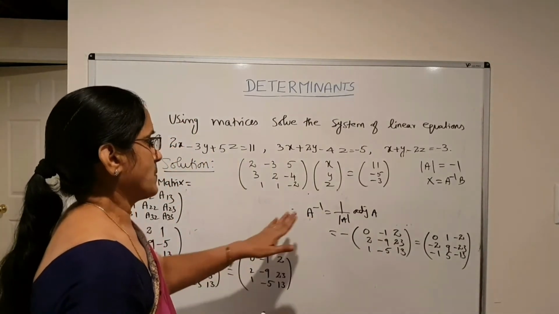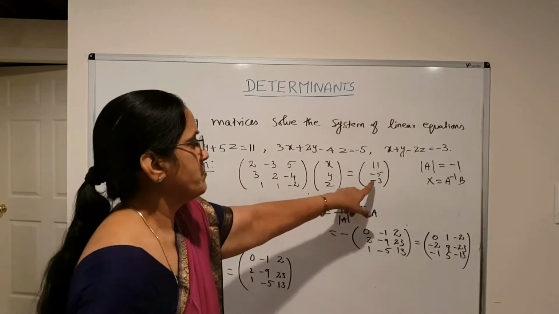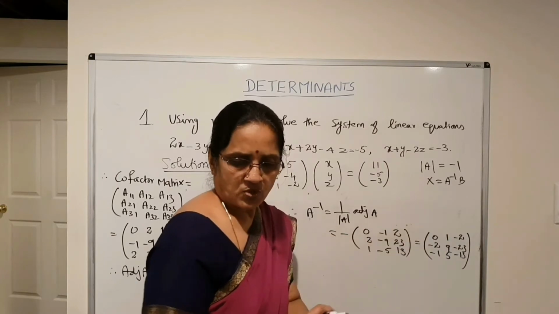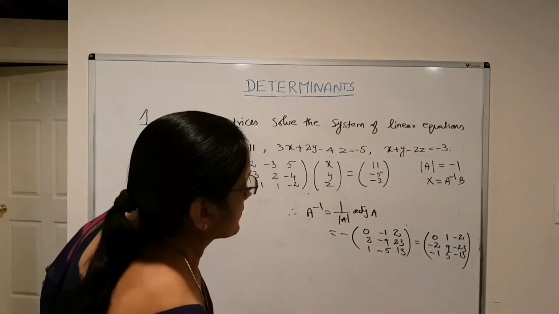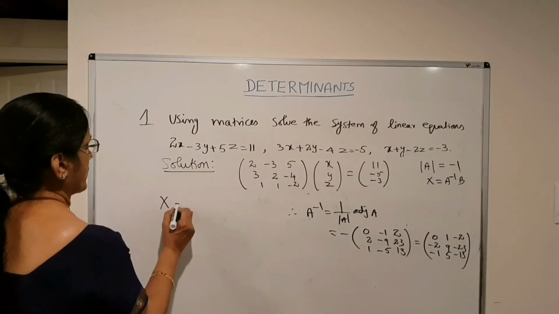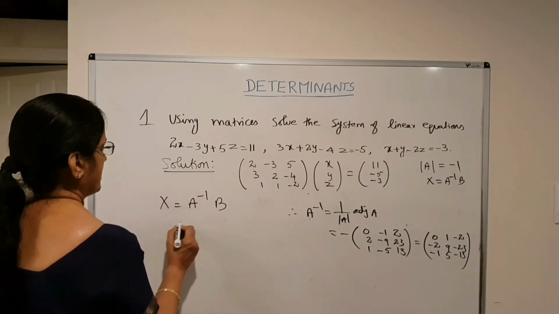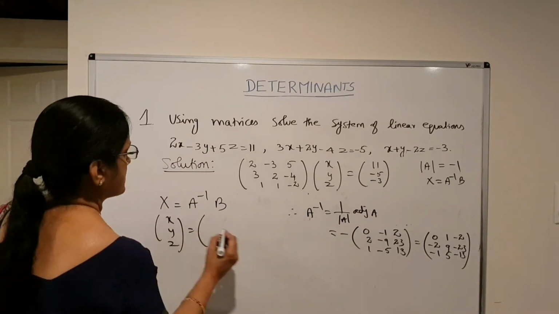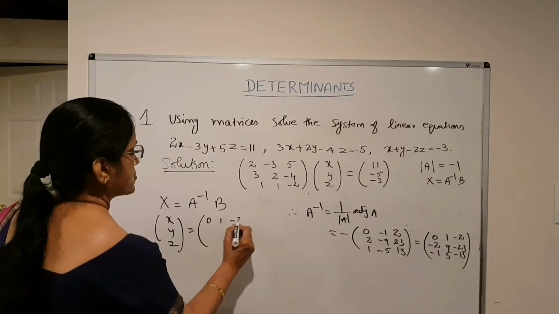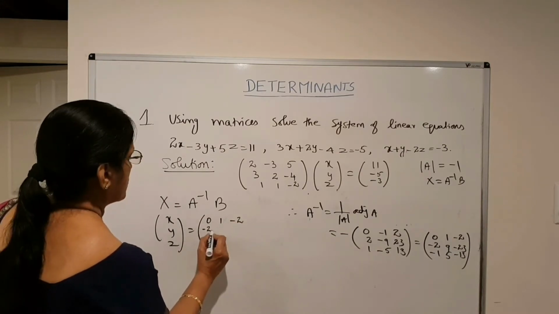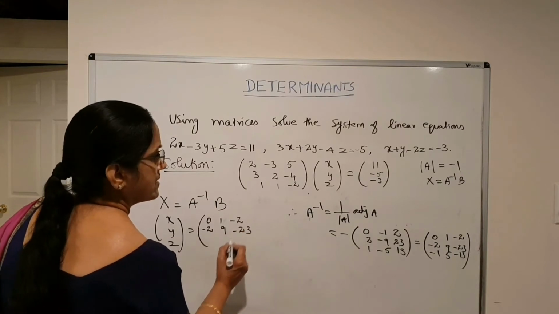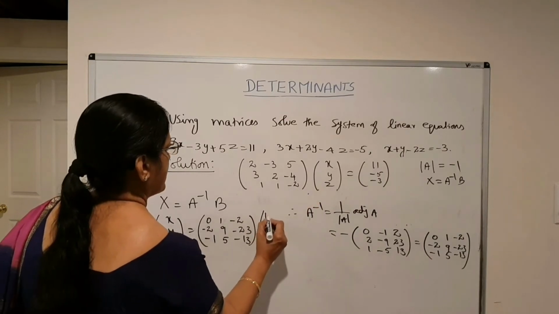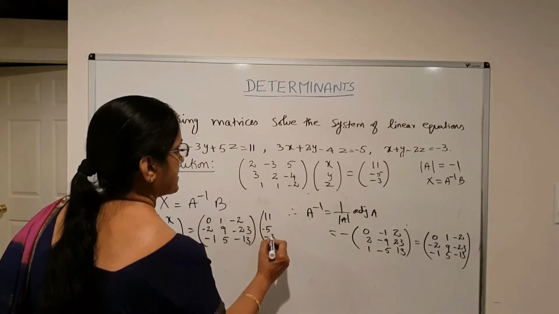Now my aim is to substitute this A inverse and this B in this place to get the value for X, Y, Z. So let me do that part now. Therefore, we know that X is equal to A inverse into B. That is X, Y, Z equal to, what is A inverse? 0, 1, minus 2, minus 2, 9, minus 23, minus 1, 5, minus 13, multiplied with 11, 5, minus 5, minus 3.